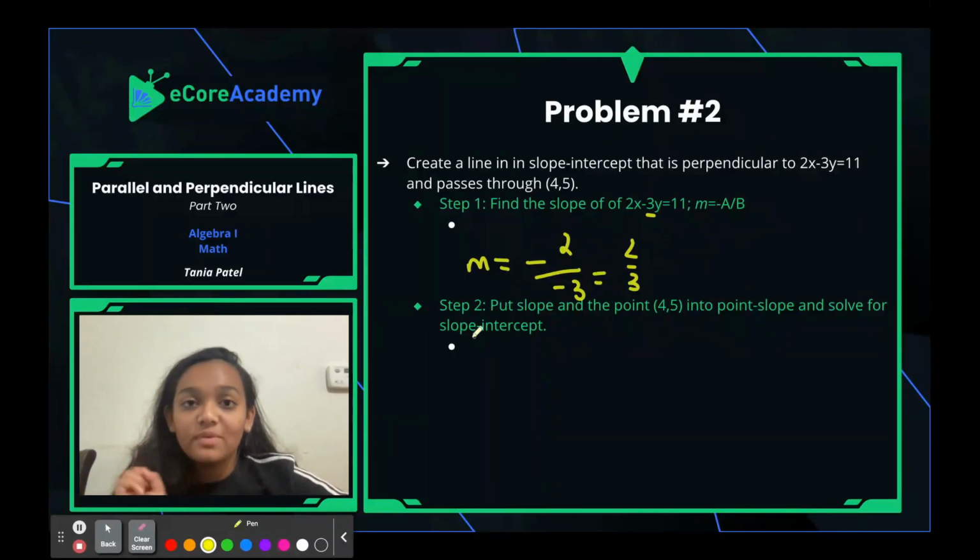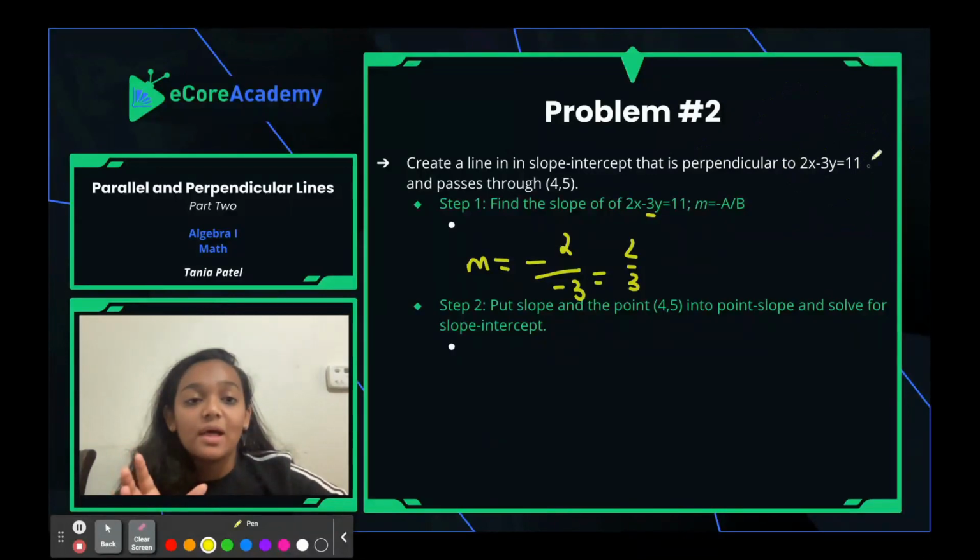In step 2, we're going to be finding the actual perpendicular line that passes through the point 4, 5. But remember, it's a perpendicular line. It's going to be perpendicular to this equation.